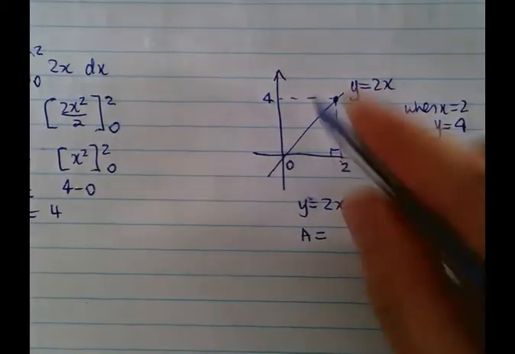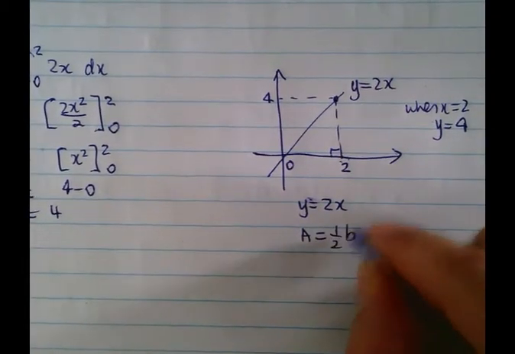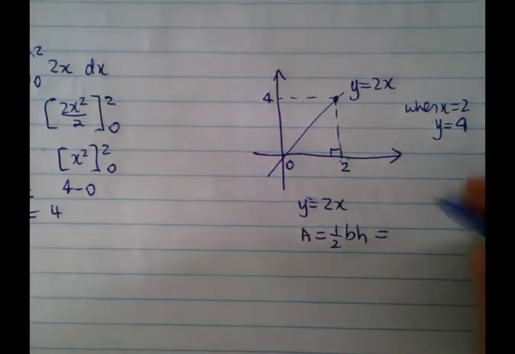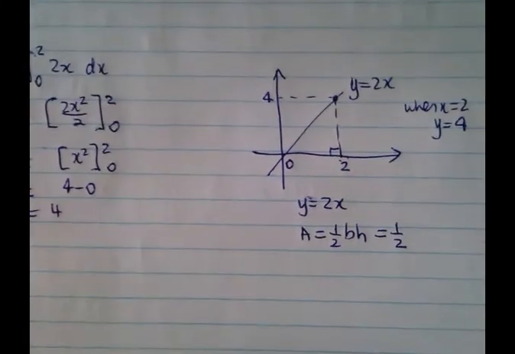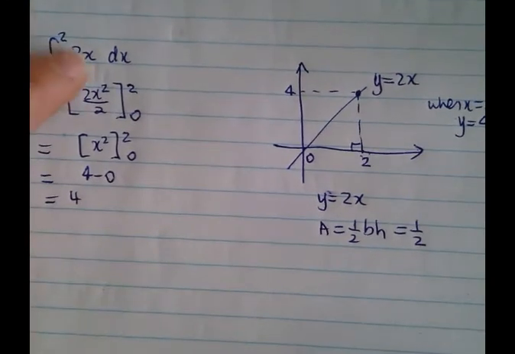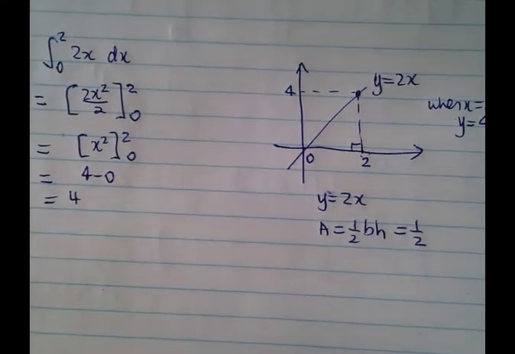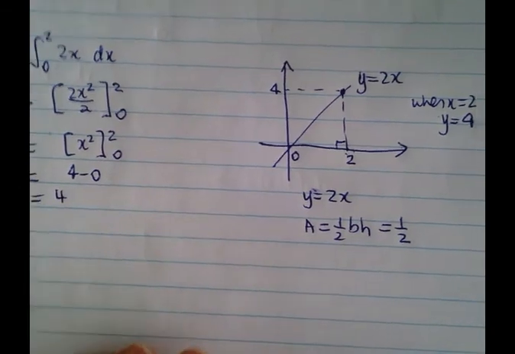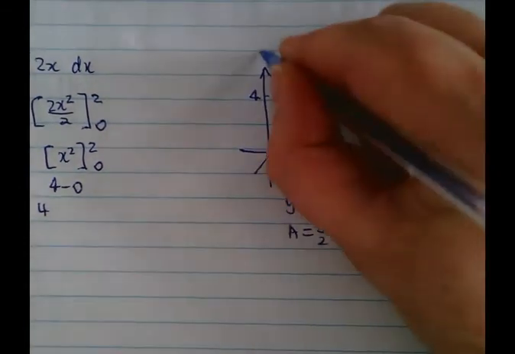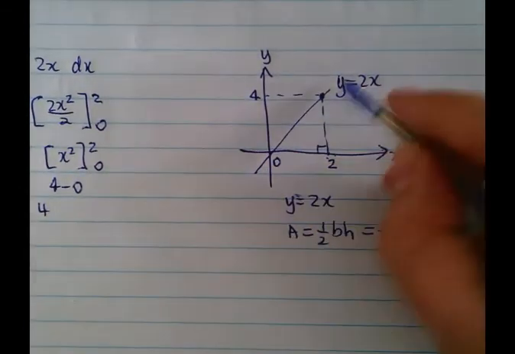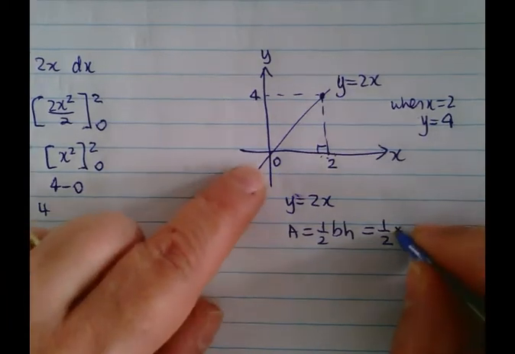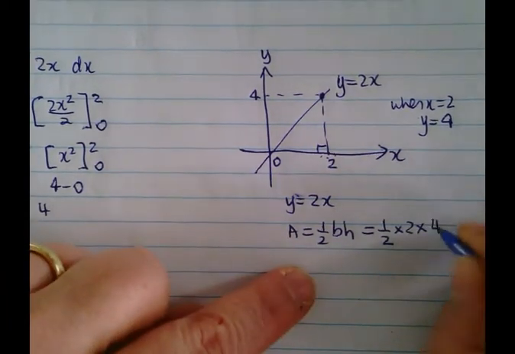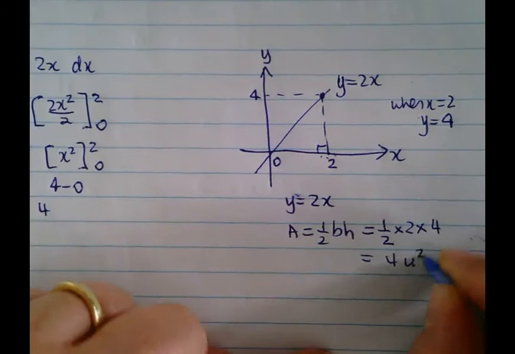So let's work out the area of this triangle. Half base times height. So this is the line y equals 2x. If I'm asking for the integral between 2 and 0 of 2x, I can do it this way, which is how you will do it. But interpreting that as the area under the curve, it's the area under the straight line between 2 and 0. It's the area of a triangle. So what's the base? 2. And what's the height? 4. So half of 2 times 4 is 4.